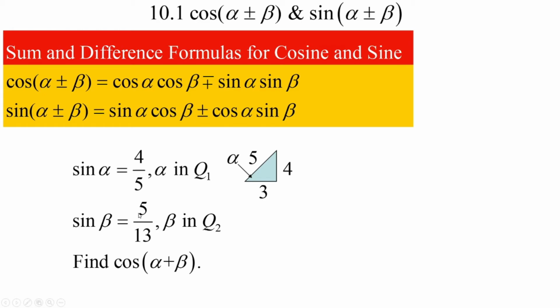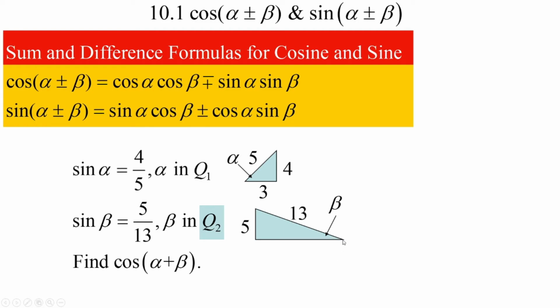Sine of beta is 5 over 13, and beta is in quadrant 2. So let's draw a quadrant 2 right triangle. Okay, and sine of beta is 5 over 13. That would make, if this is my acute angle beta right there, then opposite would be 5, and the hypotenuse would be 13.